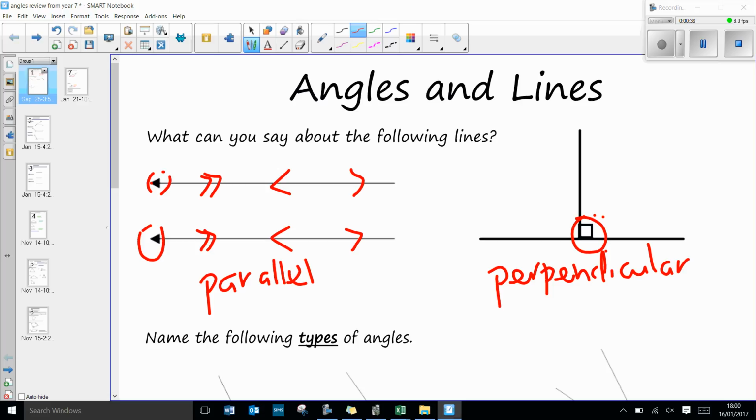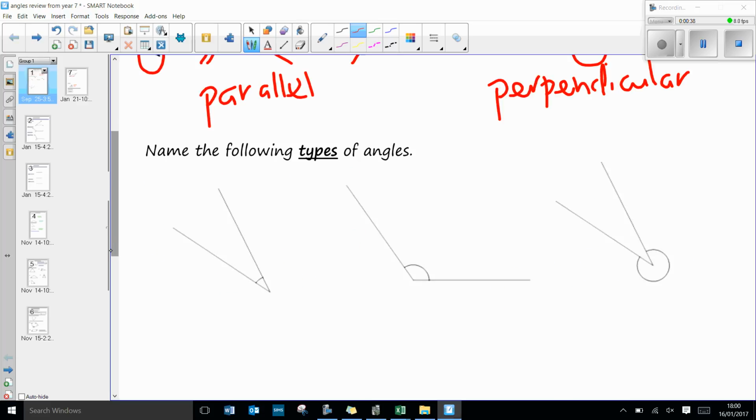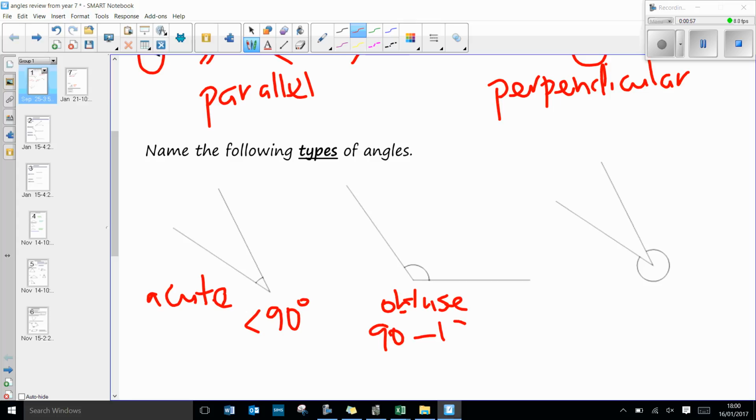Okay, name the following types of angles. So this one here is an acute angle, and that is less than 90 degrees. This one here is obtuse, and an obtuse angle is between 90 and 180, and this one is a reflex angle, which is greater than 180 but less than 360.